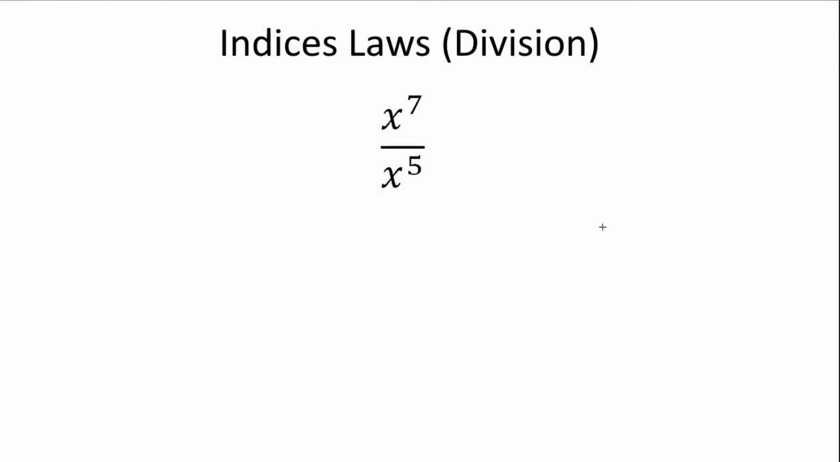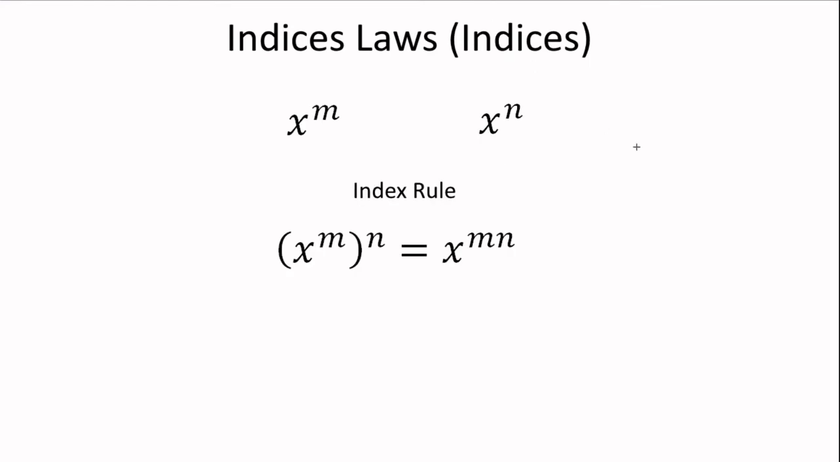So we have a quick example here, x to the power of 7 divided by x to the power of 5. And that is quite simply 7 minus 5 in the indices, so you just have x squared, and that's what you get from that. Okay, cool. So that's multiplication and division sorted. So let's go into the index rule now.